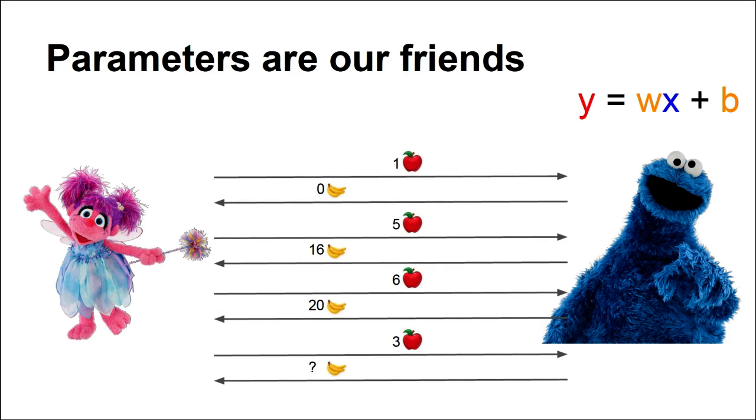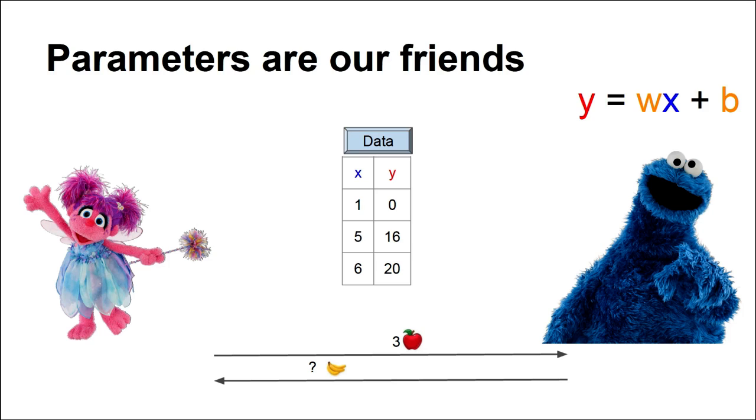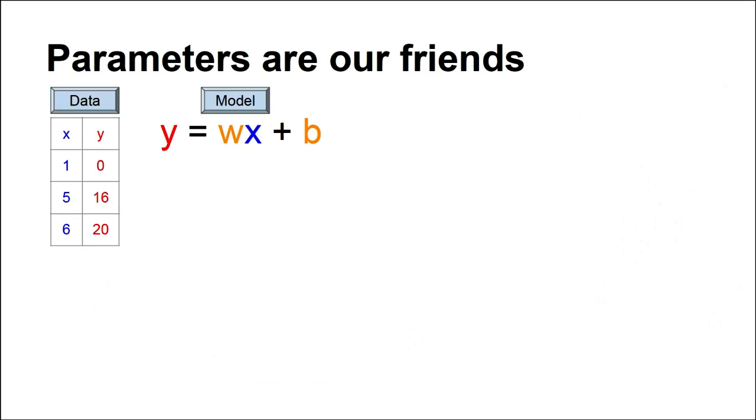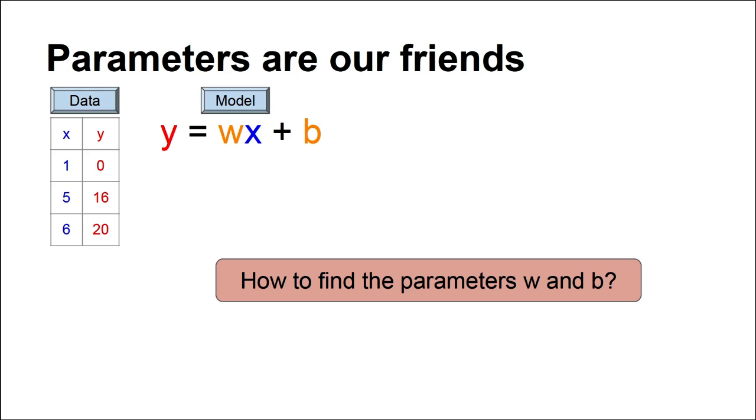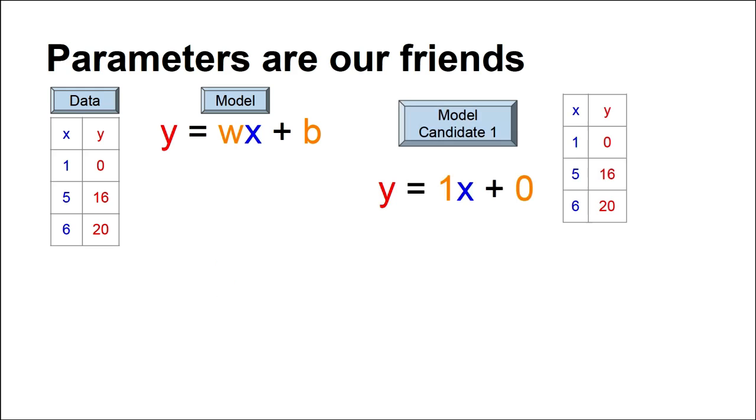So let's say that right now we will model the Cookie Monster using that model there, which is y equals wx plus b. The data is what we have observed, and we want to train a model using this data. So basically, you can represent the data in this table, which is the values of x and the values of y. So now we have the data and the model. What else do we need? Now we need to find the parameters w and b. So how can we do this?